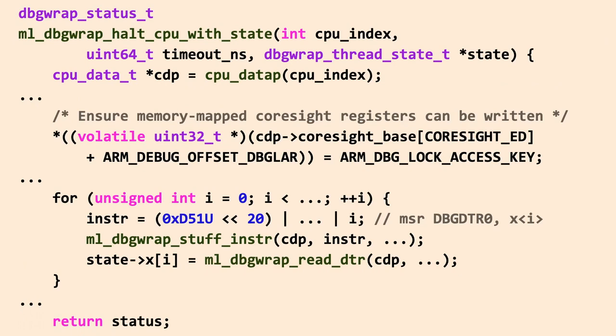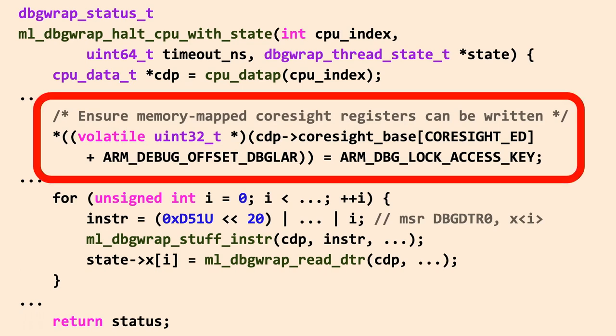But what really caught my attention when I was looking through this file was a function just a few lines down called ml_debugwrap_halt_cpu_with_state. This does basically the same thing as the other function, except in addition to halting a CPU, it also reads out the values of the registers on that CPU that was just halted. And the way that it does this is actually quite remarkable. First off, you can see that there's another reference to this CoreSight thing. It says, "ensure memory-mapped CoreSight registers can be written." So clearly something with CoreSight is important here.